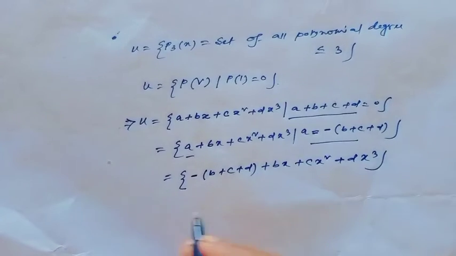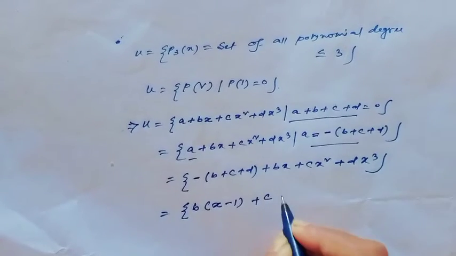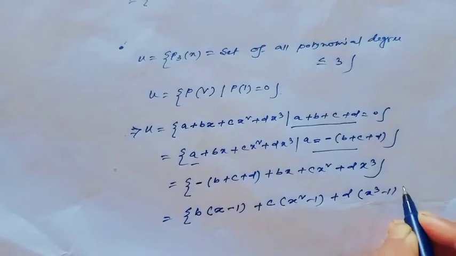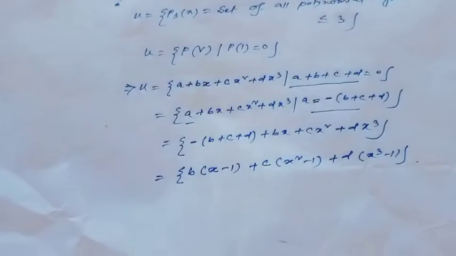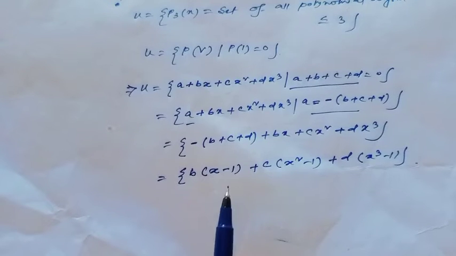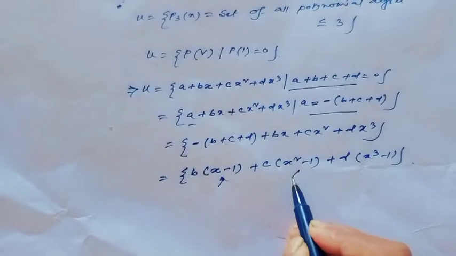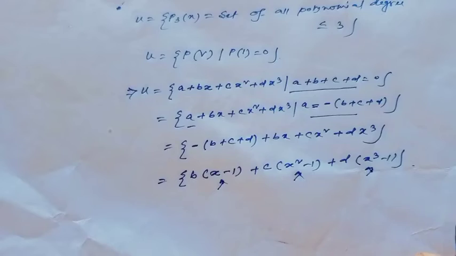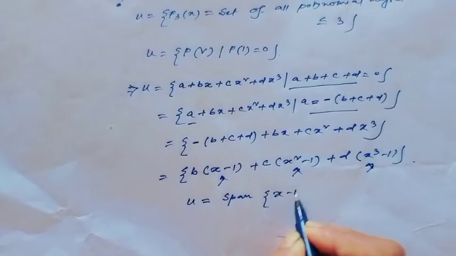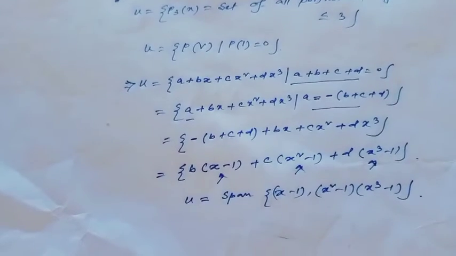And by this equation, this implies b times (x minus 1) plus c times (x square minus 1) plus d times (x cube minus 1). Okay, and notice here the subspace U, the set of polynomials, is generated by the vectors x minus 1, x square minus 1 and x cube minus 1. That means U is spanned by the polynomials x minus 1, x square minus 1 and x cube minus 1. Have you understood? Okay.